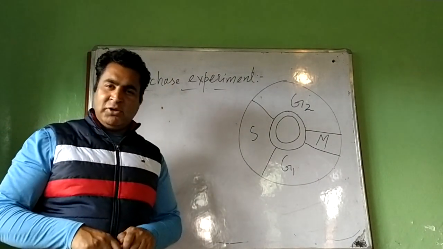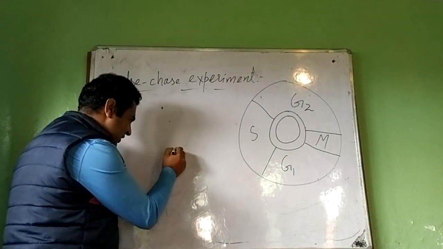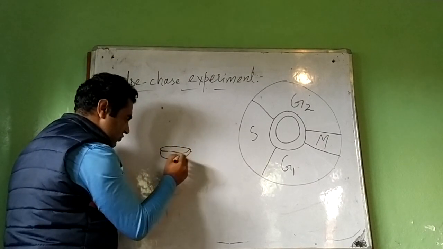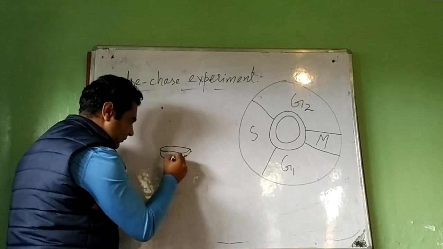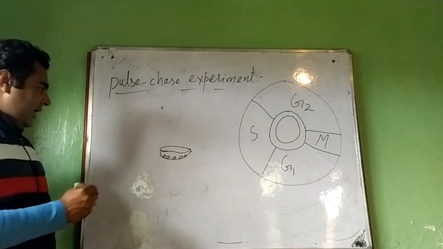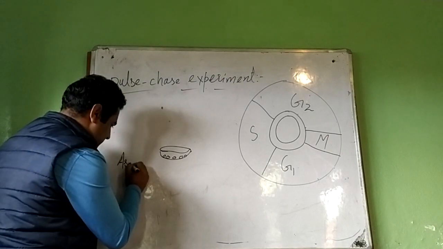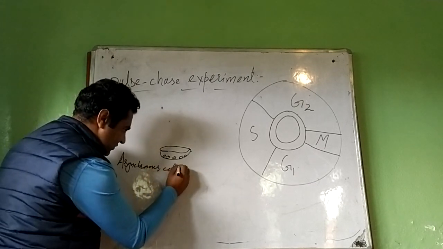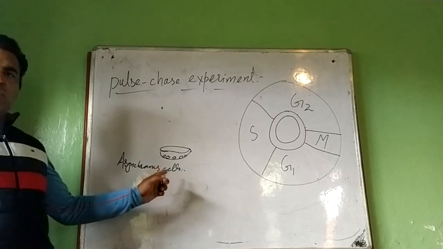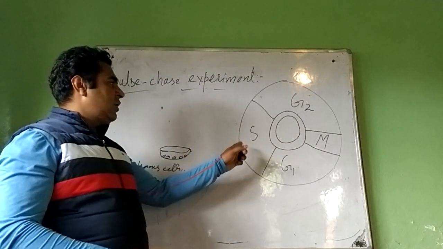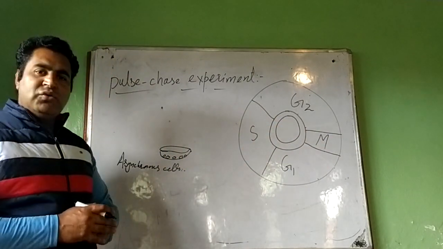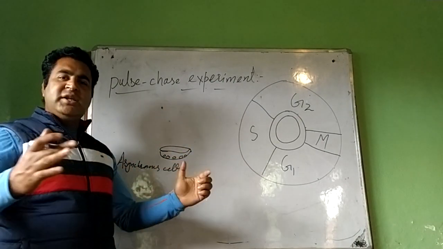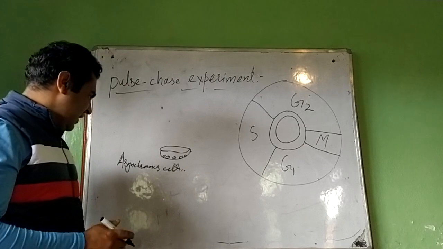This experiment is very simple. So what we are doing, we have a flask or a petri dish. There will be cells growing. These will be asynchronous cells. Asynchronous cells means that they will be dispersed all through the cell cycle. So we are not synchronizing them. We are not putting them in one stage. So, naturally, they are dispersed all through the cell cycle.